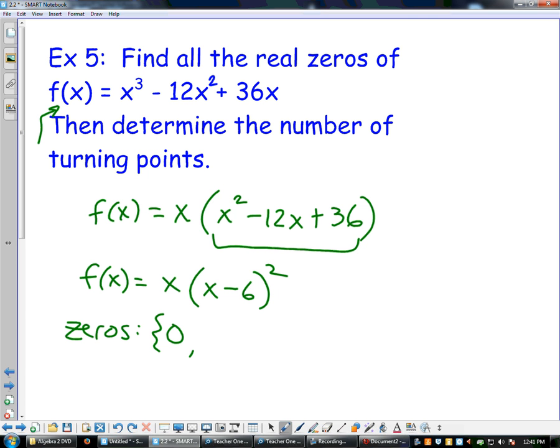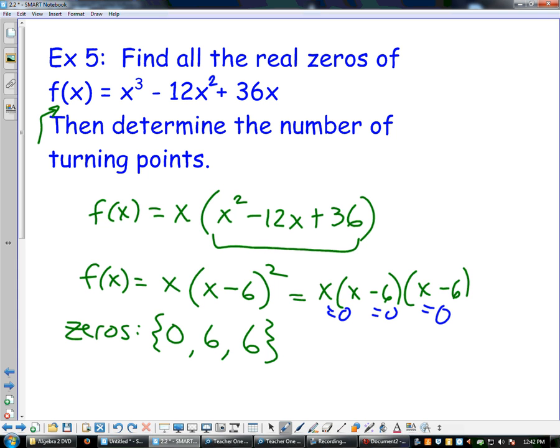So what are our 3 zeros for this? Perfect. 0, 6, and 6, right? Because this is really x times x minus 6 times x minus 6. Set each of these equal to 0 and solve. You with me? So there's 3 zeros. So what about the x-intercepts? What are the x-intercepts? Yeah, 6 comma 0 and 0 comma 0.